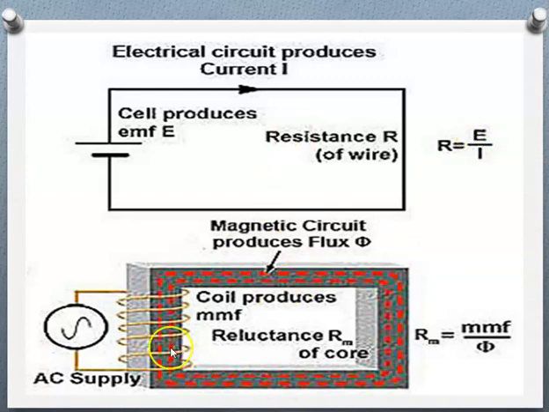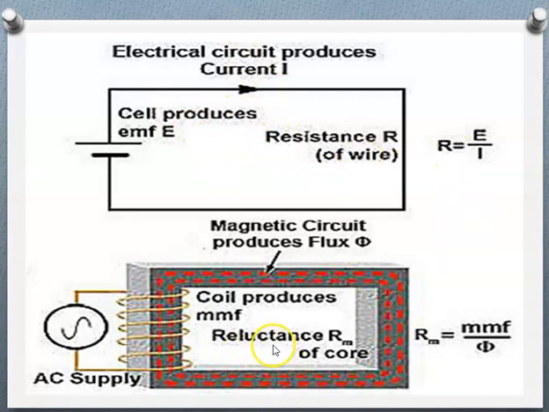Similarly, we have this magnetic circuit where this is the iron piece, which is called the core, and on that core the winding is wound with N number of turns, and AC supply is given to that winding. When AC supply is given, the current flows through this winding, which produces the magnetic field, and that causes the flux to be set up in this core. So the magnetic circuit is very similar to the electrical circuit.